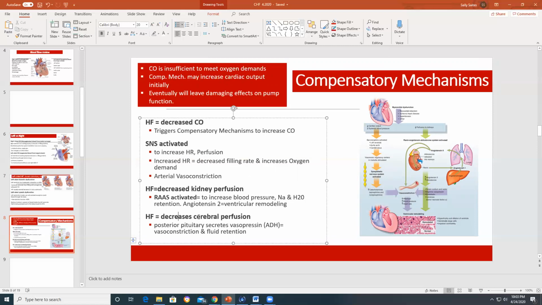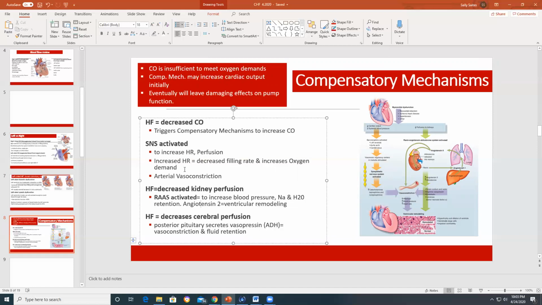So also if we have decreased cerebral perfusion, so decreased oxygen perfusion to the brain, then our posterior pituitary gland comes in and secretes vasopressin, so ADH. And that causes vasoconstriction and fluid retention.